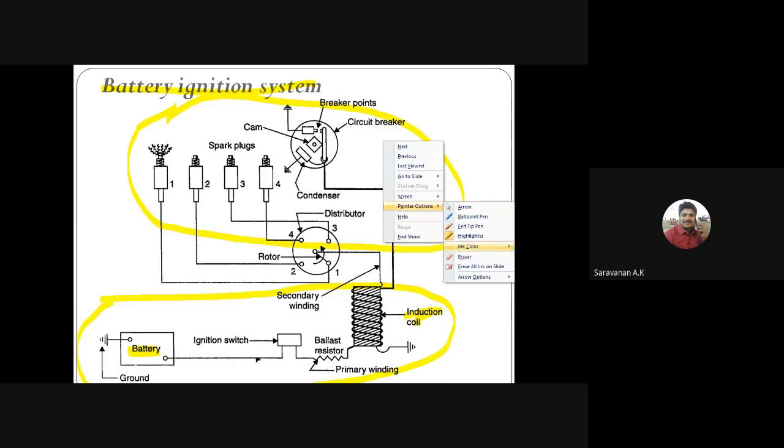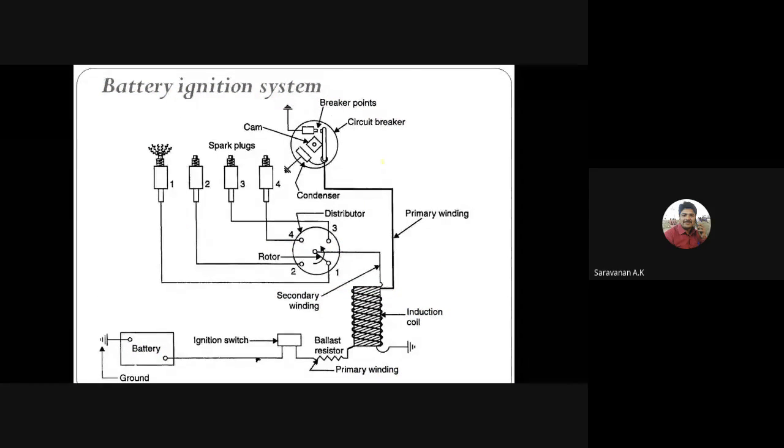Last class we discussed what the components are and the function of each component. I thought you didn't understand the functions clearly, so in this class also I will explain the components and their functions using animated images, so you can easily understand them. Generally the first component is the battery.